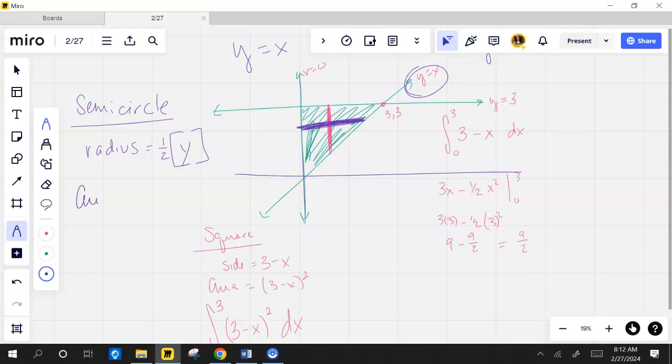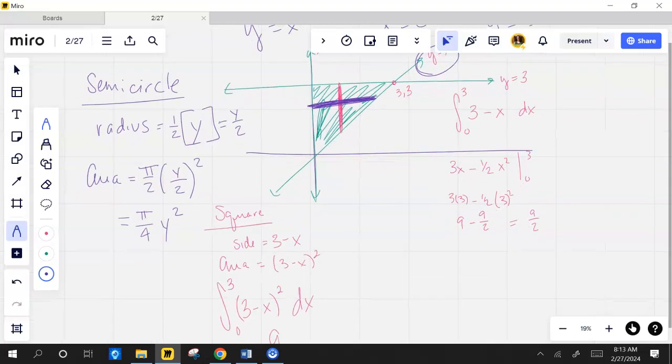So the area of my semicircle, and here again it gets a little bit confusing. If I write this as y over 2, it might make more sense. Because it's half of a circle, it's half of pi r squared. And so the area here is pi over 4 y squared. That's just the area. Now I need to integrate for the volume.